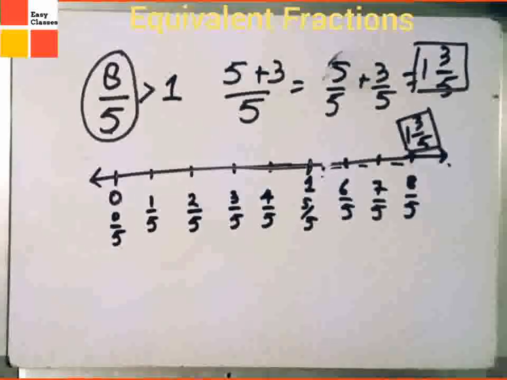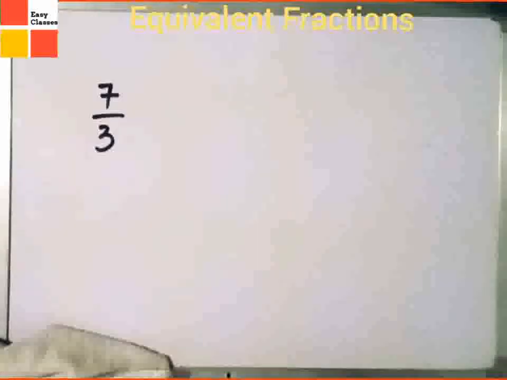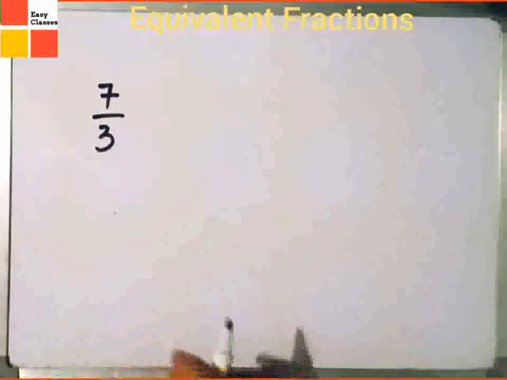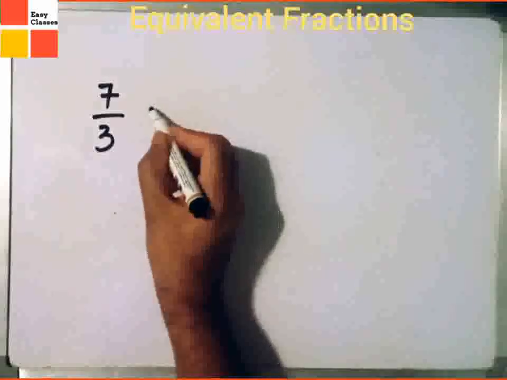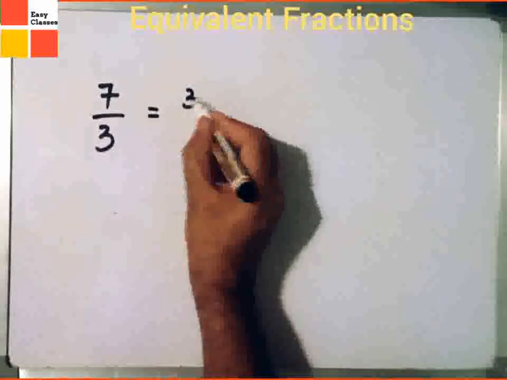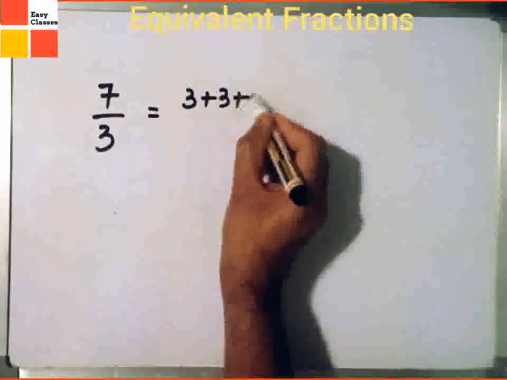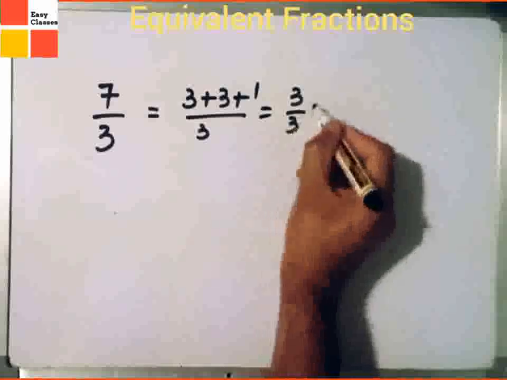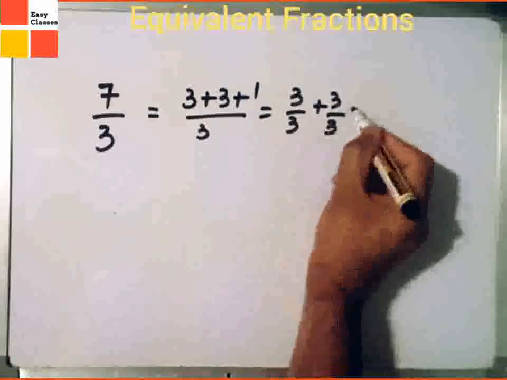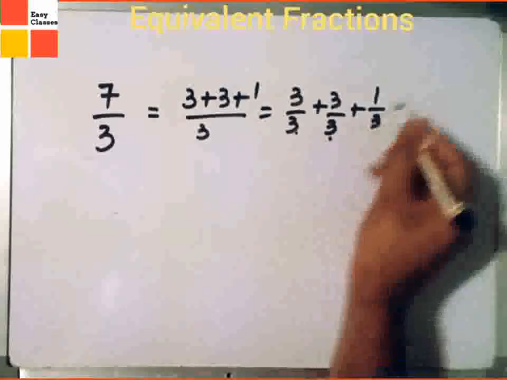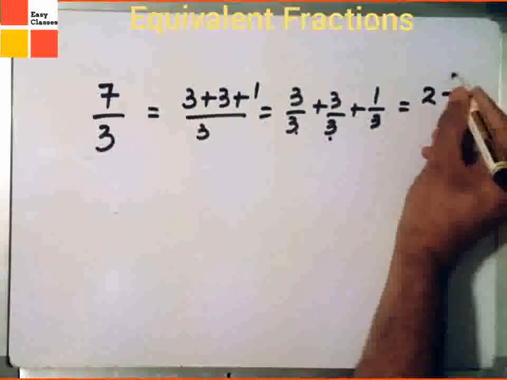Okay, let's take one more example. 7 divided by 3. This is again an improper fraction. Let's try converting this into a mixed fraction. This means 3 plus 3 plus 1 divided by 3, means 3 by 3 plus 3 by 3 plus 1 by 3, means 1 whole, 1 whole, and 1 by 3, that is 2 and 1 by 3.